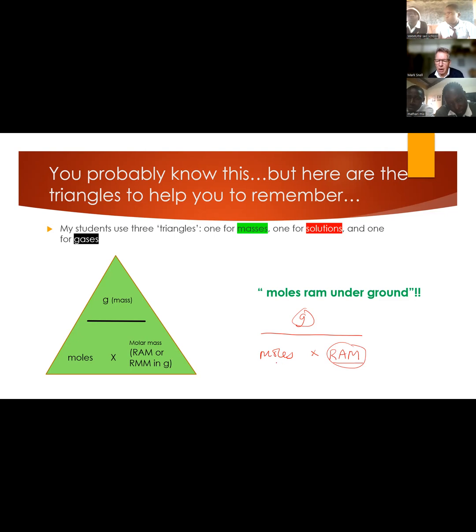Now, if I want to find moles, all I have to do is to get rid of the moles. All I have to do is to say, moles equals what? Oh, yeah, moles equals grams over RAM, or grams equals moles times RAM, and so on. Okay. But he remembered moles ram under gram. It was underground. It was a simple way to remember the triangle. Okay.